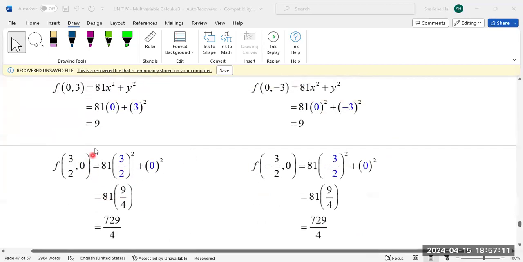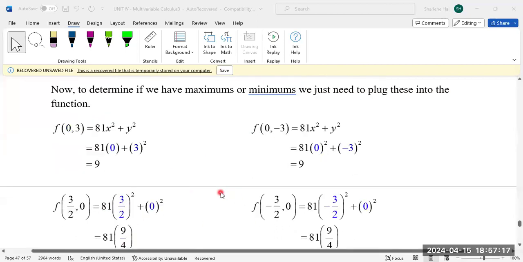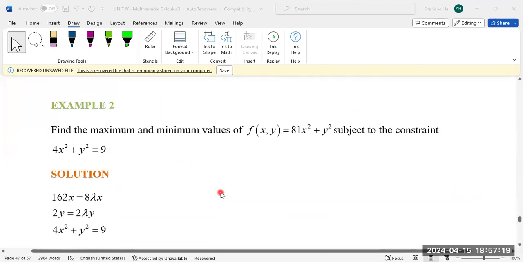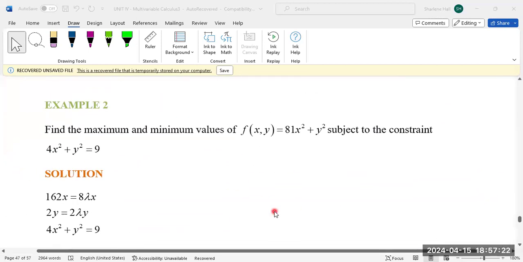So what I'm saying to you is, if I got a value here, and here, and here, I want my maximums. It says find the maximum and minimum values of that. Do I have any minimum value there? No, both values are maximum, but guess what? I can't have 9 being maximum and 729 over 4 being maximum. One of them is smaller than the other, so it's the bigger of the two I'm going to take. That makes sense?